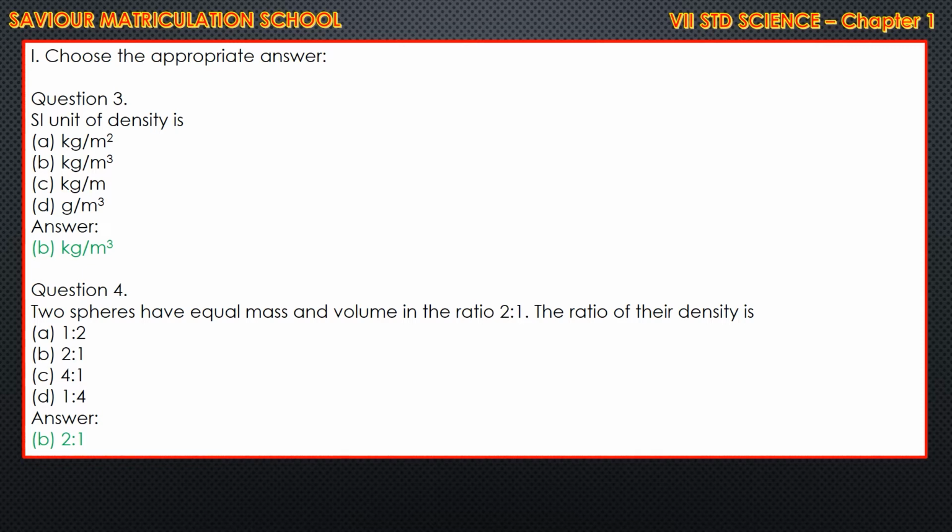Then question 4. Two spheres have equal mass and volume in the ratio 2:1. The ratio of their density is, 4 options: 1:2, 2:1, 4:1, and 1:4. And the correct option is B, 2:1.